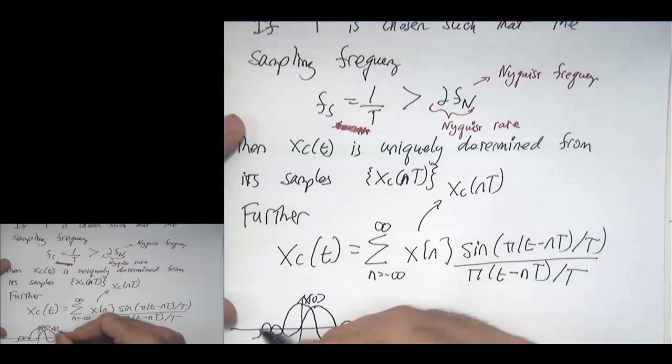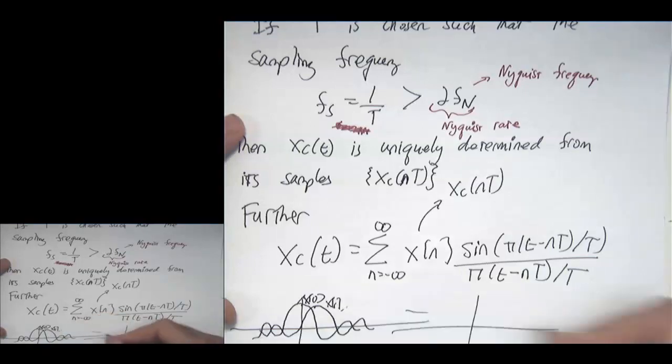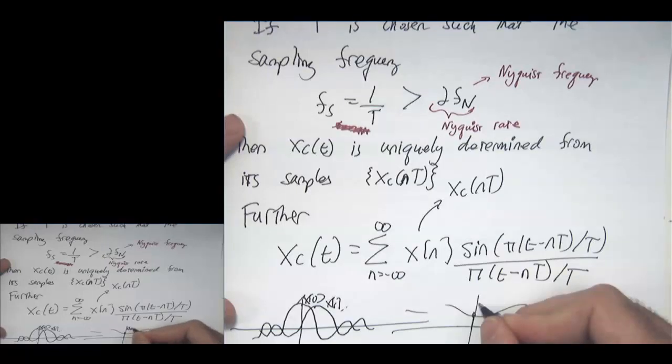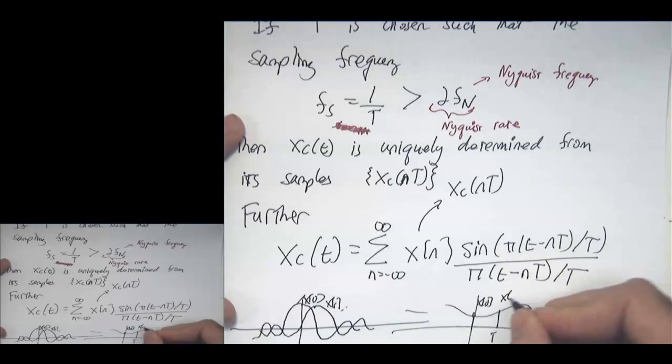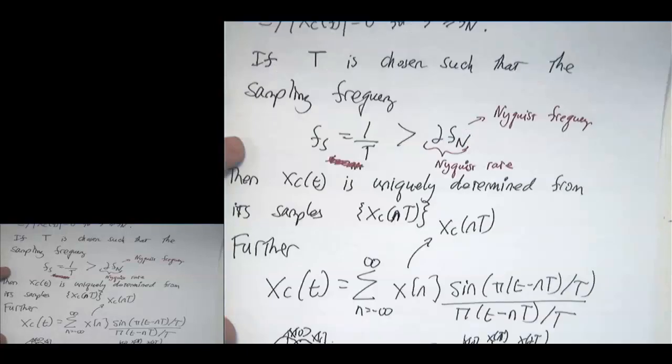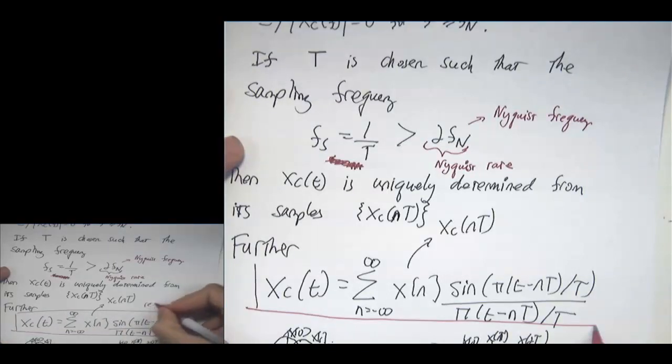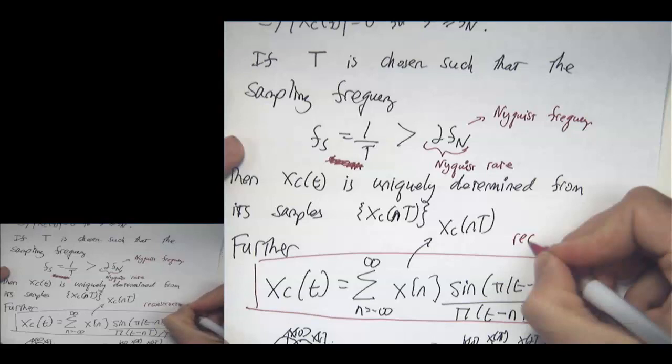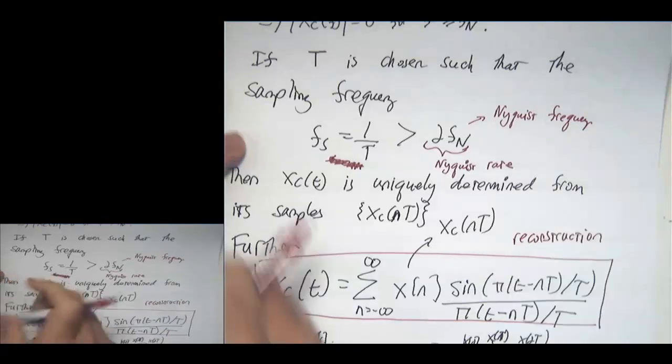Multiplying x of 1, etc., and you put them all together and you get some sort of a smooth signal where the values at these different points of t correspond to x of t, x of 2t, etc. here. So this formula here is called the reconstruction formula.